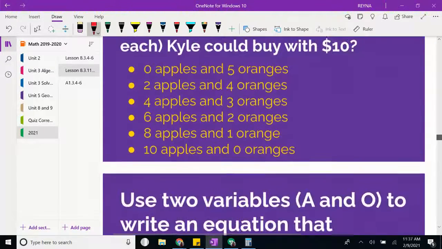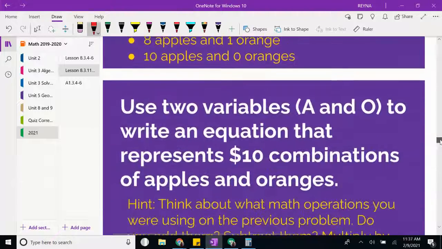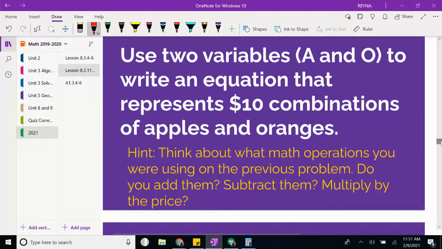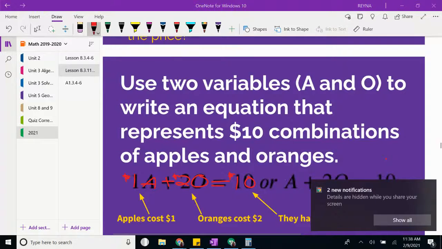So there's actually a lot of combinations. Any of these would work. 0 apples and 5 oranges, 2 apples, 4 oranges, 4 apples, 3 oranges, and so on. So any of these are correct answers. Now it says use two variables of A and O to write an equation that represents the combinations of apples and oranges that he can buy. So that means A is going to be apples, and O is going to be oranges. So what would that look like? That means my apples, they cost $1. So it would be 1A plus the $2 for the oranges means he can spend $10. So we can write the equation like this, or if you want, you can get rid of the 1 and just leave it as A.